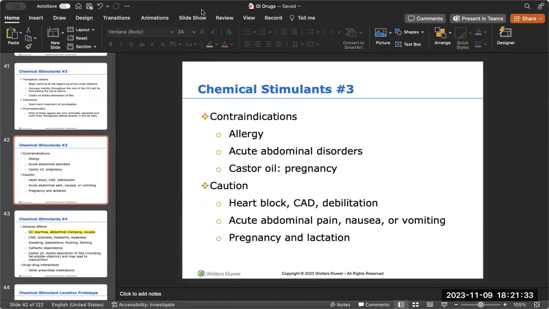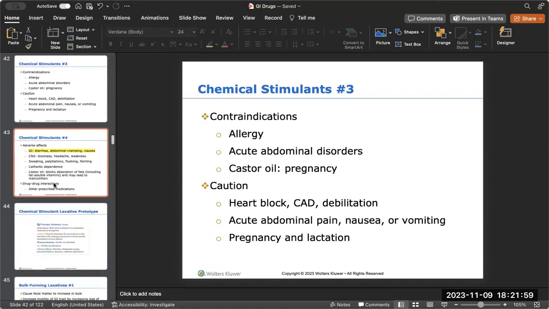Allergies, we never want to give that. Abdominal disorders, right? If they have fecal impaction or fecal obstruction, we're not going to be giving these. These are not going to work. So GI problems, not good. Castor oil is particularly not good in pregnancy. I always caution with pregnancy, but I would focus more with these laxatives on which type of laxative it is. Is it a chemical stimulant? Which type is it? Okay, that's what I would focus on.